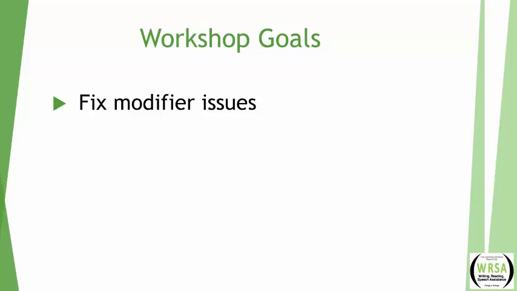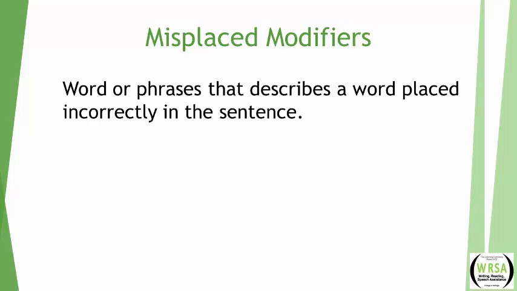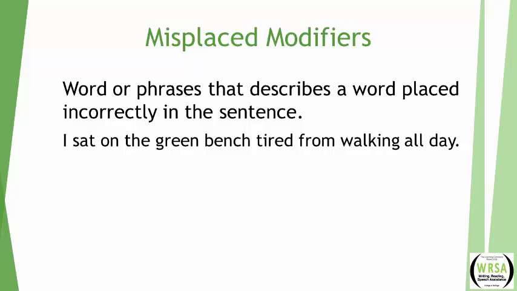There are 3 different types of modifiers, and we will start with misplaced modifiers. Misplaced modifiers are essentially words or phrases that describe a word placed incorrectly in the sentence. So essentially they're modifying something, but it's in the wrong place. So in the example, I sat on the green bench, tired from walking all day.